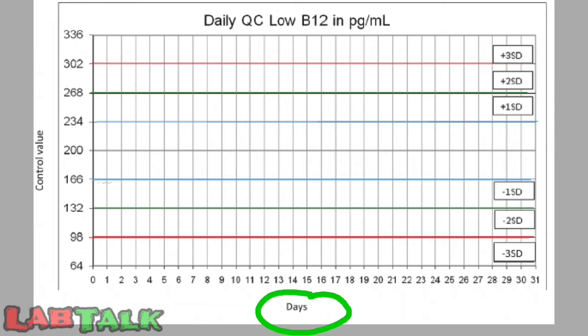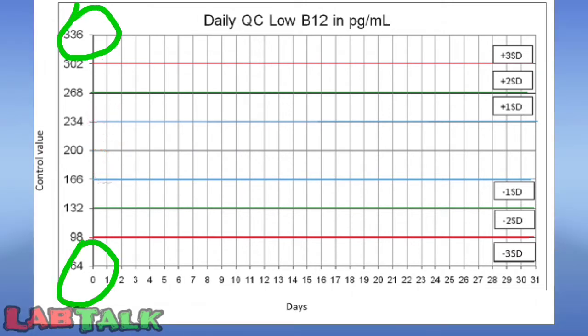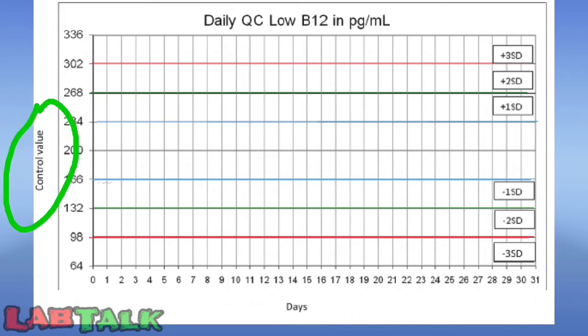The y-axis is vertical, represents the observed control value, and we need to set the scale to the lowest and highest results expected. Generally, a useful scale is to allow for a value as low as minus 4 standard deviation and as high as plus 4 standard deviation. Mark off and identify appropriate concentrations on the y-axis. Label the y-axis as control value. Draw lines for mean and control limits.